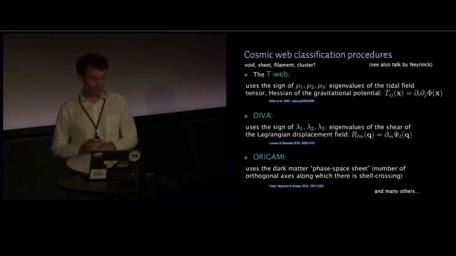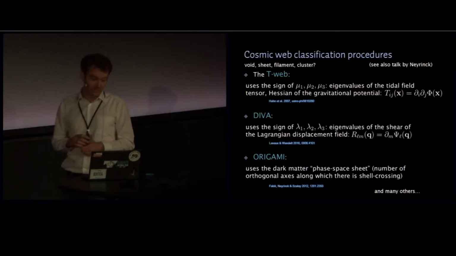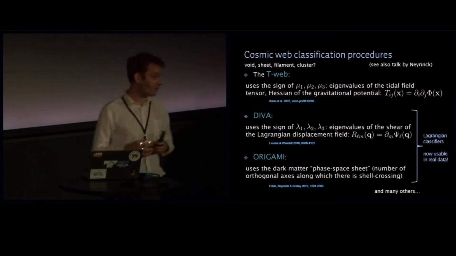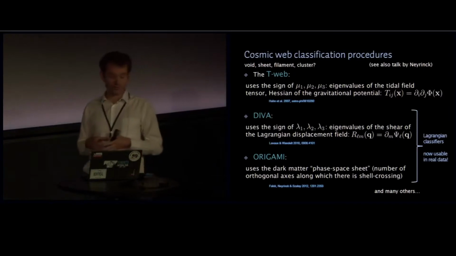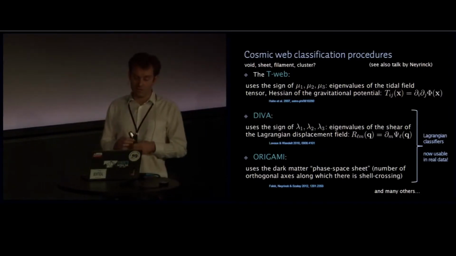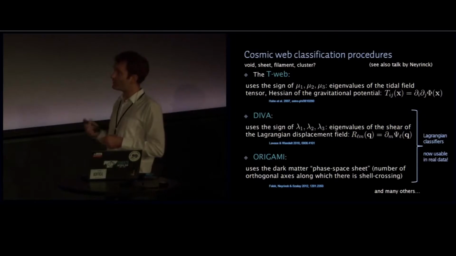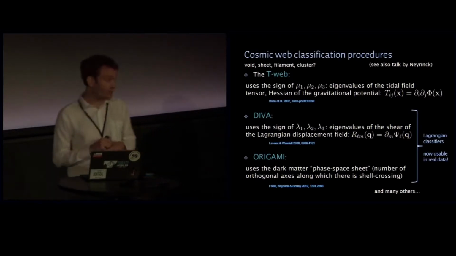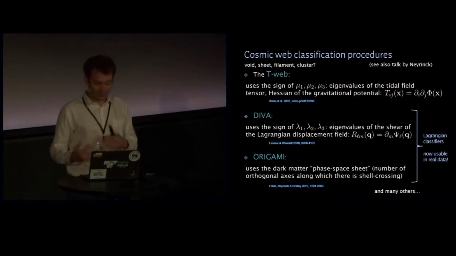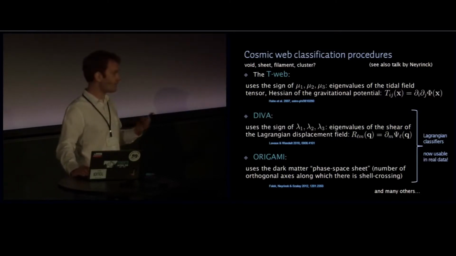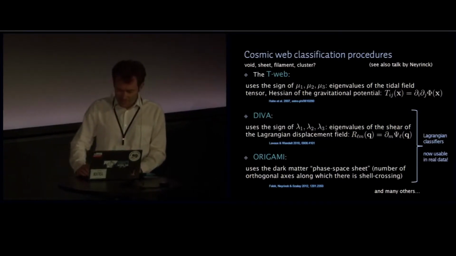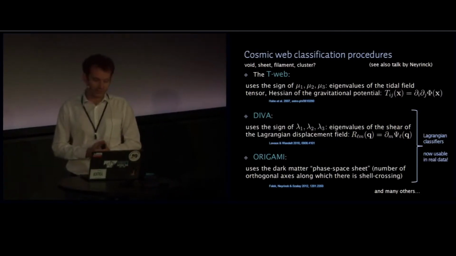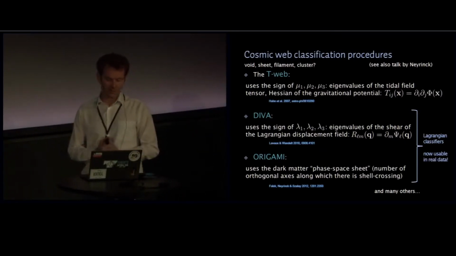Just a comment at this point: DIVA and ORIGAMI are Lagrangian classifiers, in the sense that if you want to apply them, you need not only the final dark matter density field, but you also need the corresponding initial conditions. So far, the applicability of these algorithms to real data was fairly limited. But with now state-of-the-art Bayesian algorithms, we also have access to the initial conditions that give rise to the observed structures. These are now usable in real data.